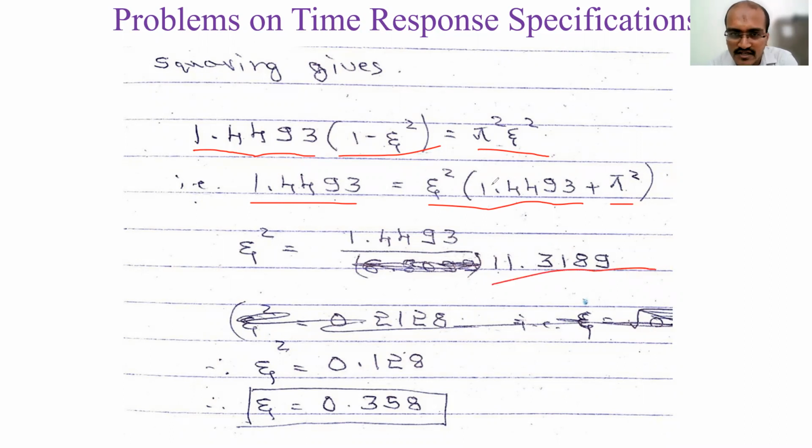So that is the ratio, right? How do you find zeta square? This 1.4493 divided by this value. I have not written many steps here, I condensed it so that you will understand now. So pi square plus 1.4493 gives 11.3189. Now take the ratio 1.4493 by 11.3189, and you will get the zeta square value, which is 0.128.